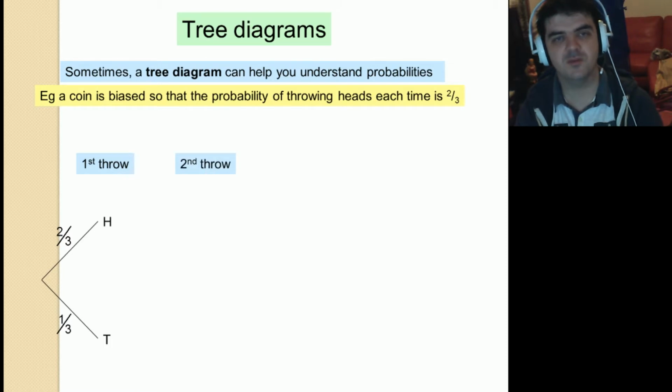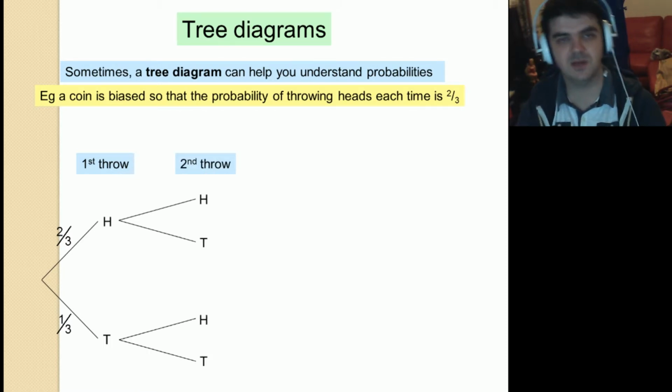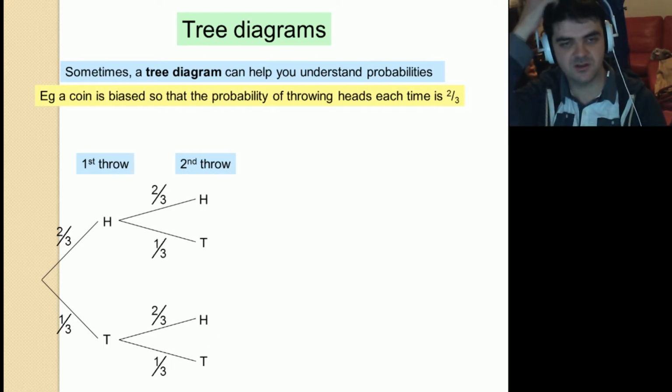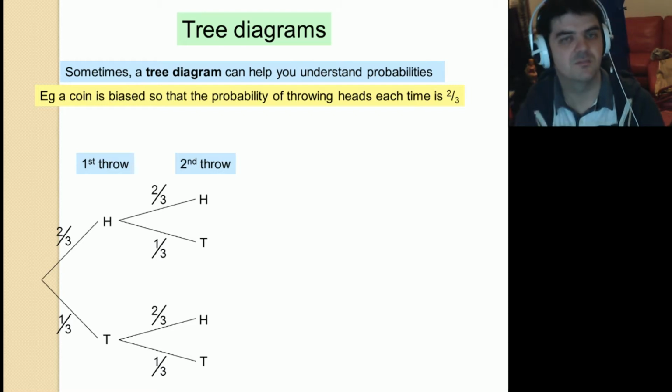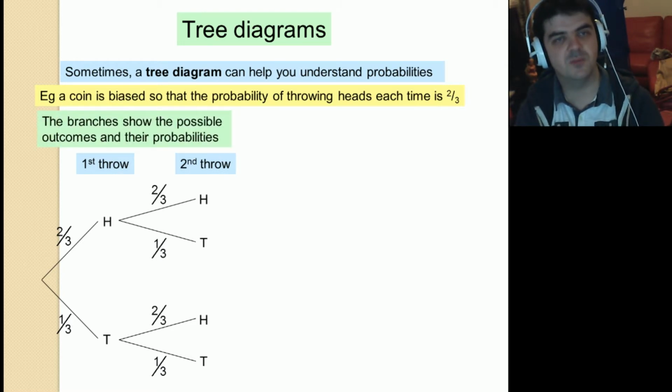What about if we threw the coin for a second time? Well, we'd have a probability of a heads or tails for each of those as well, and we'd label it the same: 2/3 and a third, 2/3 and a third, 2/3 and a third. The branches show their possible outcomes and their probabilities. So, a head or a head is shown there, etc.